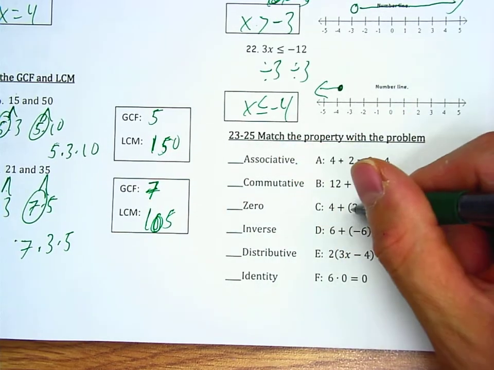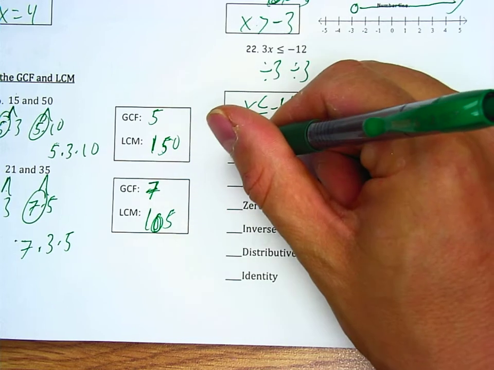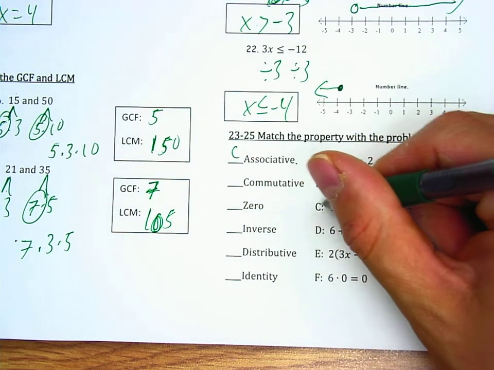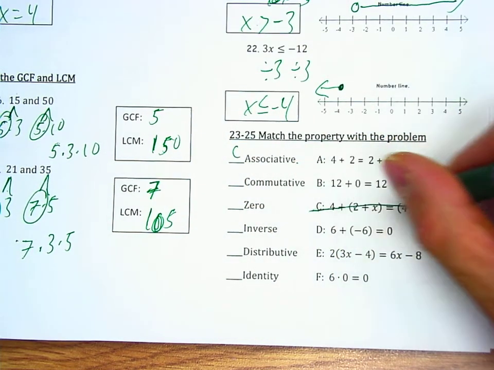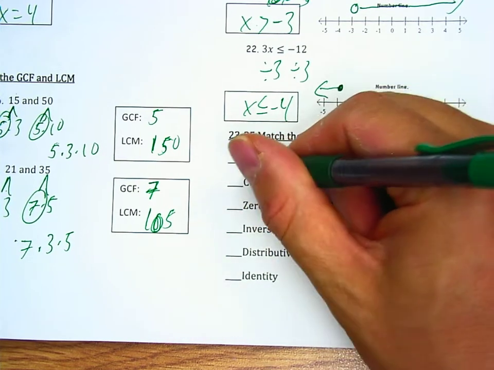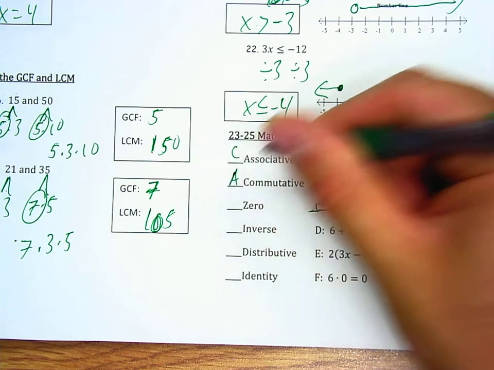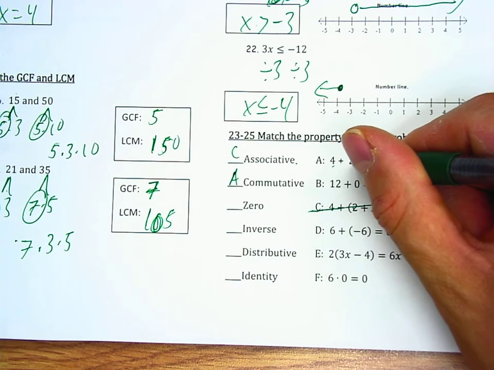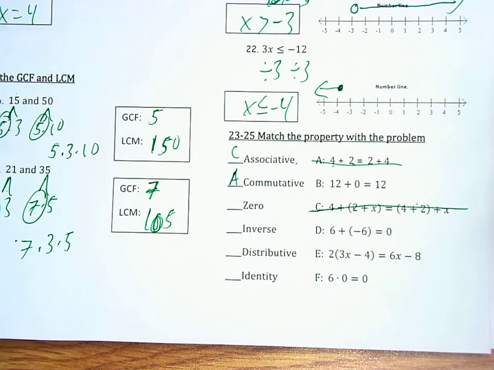Associative. You've got parentheses moving. That's letter C. So associative, again, that's got 3 items on both sides. 1, 2, 3 items, 1, 2, 3 items. Commutative is moving, commuting. So 4 plus 2 equals 2 plus 4. The items move.